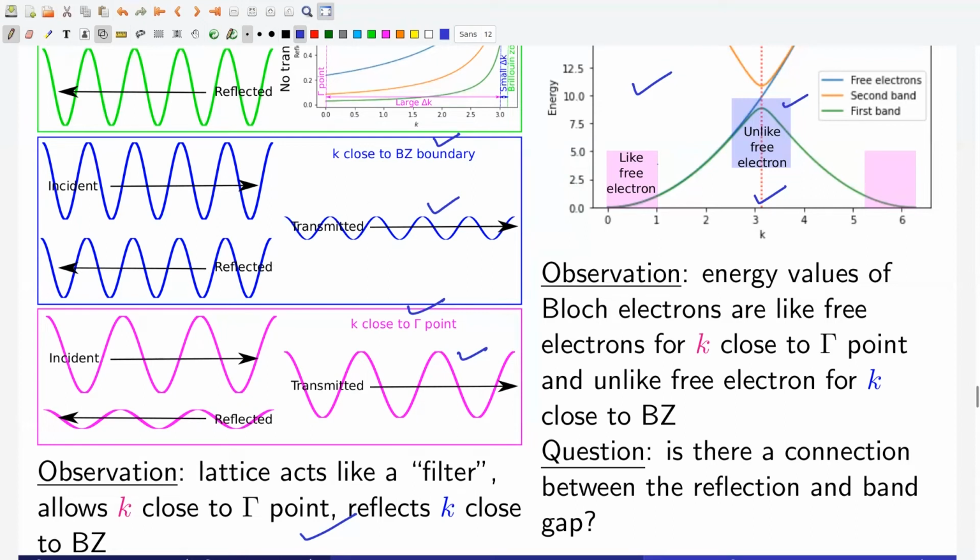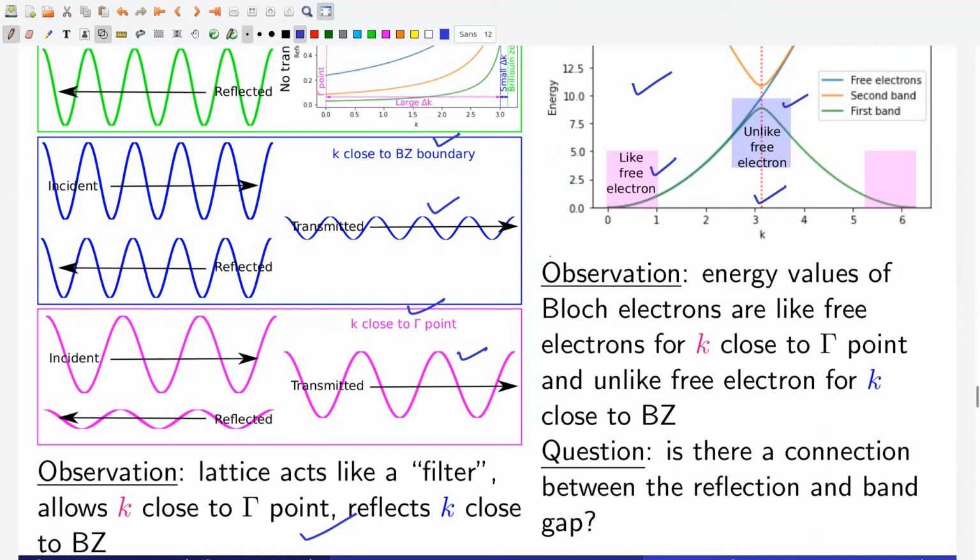However, close to the gamma point, the energy of the Bloch electrons is very similar to the energy of the free electrons. In conclusion, when the Bloch electrons can propagate like free electrons, their energies are very similar. However, when Bloch electrons cannot propagate like free electrons, their energies differ significantly.